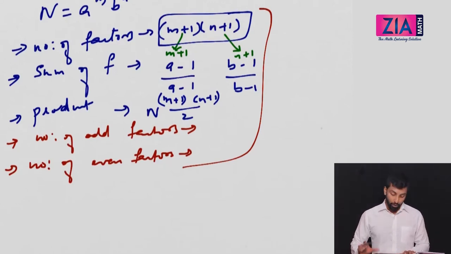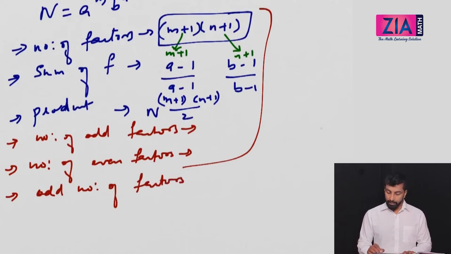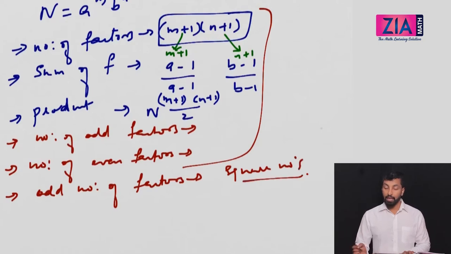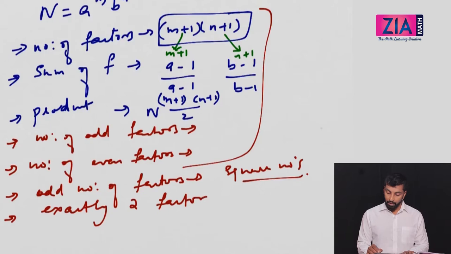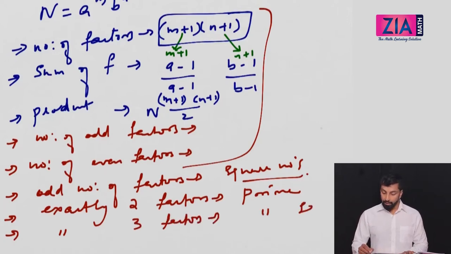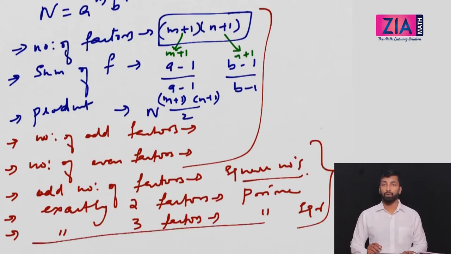Apart from that, we have also seen questions like odd number of factors. What are they? These are square numbers. Square numbers have an odd number of factors. Then we have seen numbers having exactly 2 factors. What are they? They are prime numbers. Then we have seen exactly 3 factors. What are they? These are prime square numbers. Okay, so like this we have seen different patterns of questions.